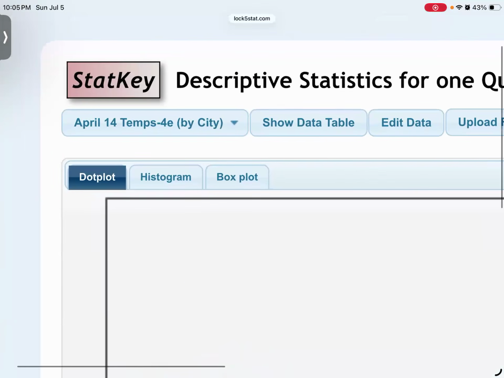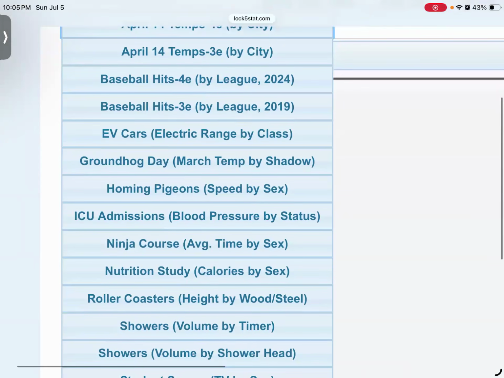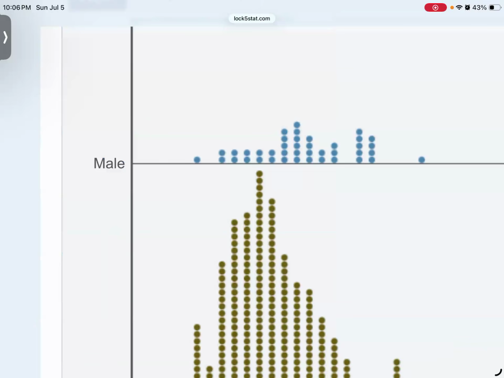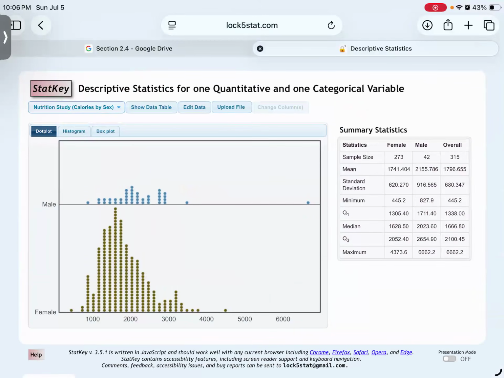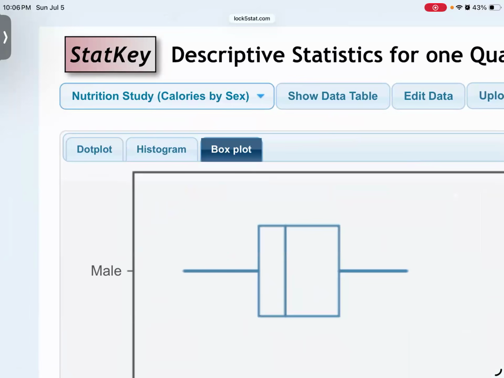And again, a lot of these first StatKey exercises that we're doing are meant to be sort of just click here, click there, boom, you're done. Just to kind of get us the initial feel for StatKey and to see how easy or straightforward they're supposed to be. You can see it right there, the nutrition study, calories by sex. Let's click on it. Now, this is the side by side dot plot. Let's click on where it says box plot.